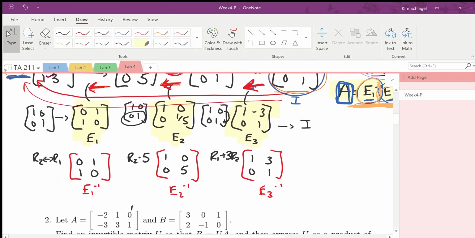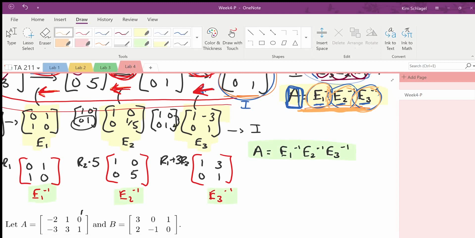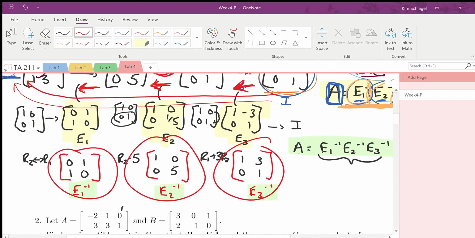Okay, so going back to our formula here, we can have A equaling E1 inverse, E2 inverse, E3 inverse. Okay, and we do have these three matrices right here. So what I want you guys to do is try multiplying these three out. These three guys here, try multiplying them out and make sure that you do indeed end up with A.